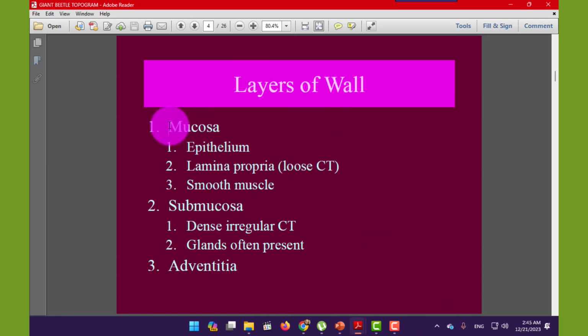Layers of the wall: mucosa, epithelium, lamina propria, smooth muscles, submucosa, dense irregular connective tissue, glands often present, adventitia.